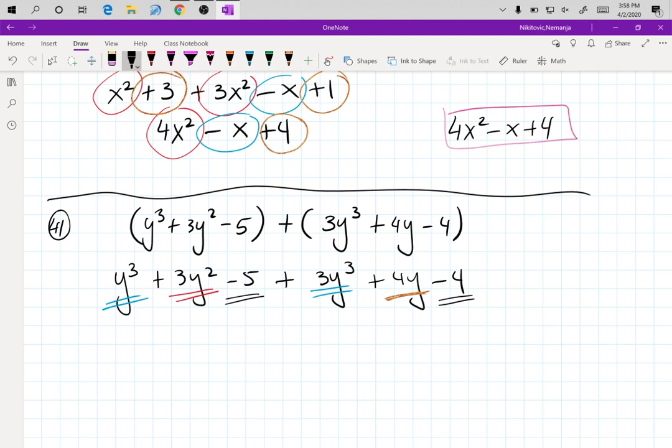So we start with the highest degree. That's going to be 4y cubed. Then we drop down to a square. Now that one does not have a pair, so it's going to go alone. Drop down to single y, again no pair. And finally minus 5 minus 4 is minus 9. And that's it. We have our polynomial.